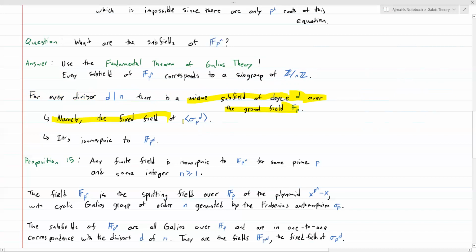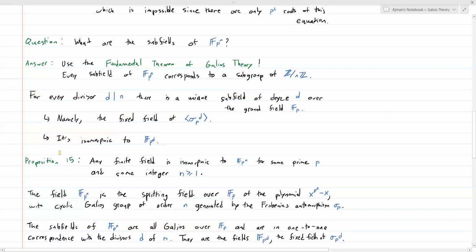Namely, it's the fixed field of the subgroup generated by sigma p to the d, the dth iterate of the Frobenius automorphism. And therefore, it's isomorphic to F p to the d. Remember, we said that finite fields are unique once you specify their order. And the order of this fixed field has to be p to the d because it has degree d over the ground field. So it has to be isomorphic to F p to the d.